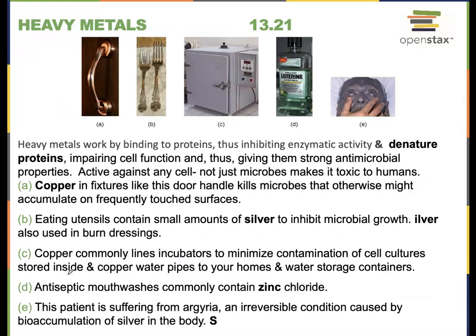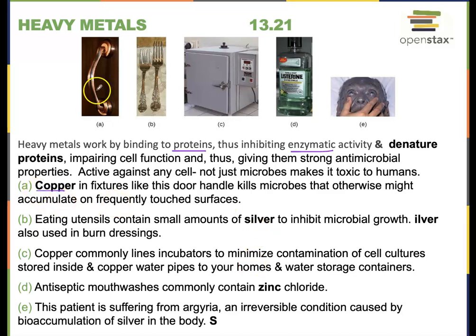All right, heavy metals are used a lot as a natural antimicrobial. Heavy metals bind to proteins, so for number one, they're going to stop the enzymes from working. They can denature proteins, and when you denature proteins, you're going to stop the cell from working correctly, right? Because a lot of those proteins are enzymes. And so they give them very strong antimicrobial properties.